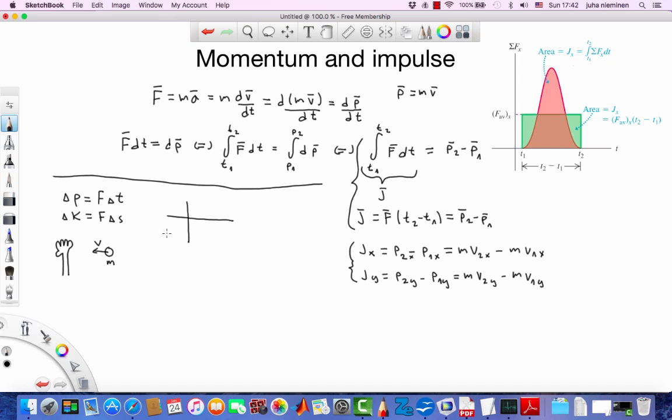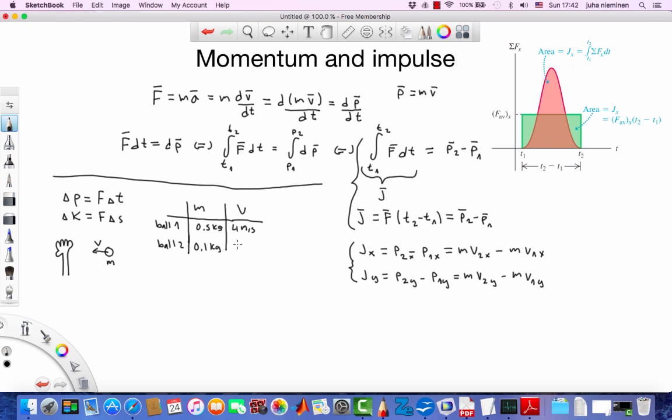So one of them has mass, okay, let's call this ball 1, and we have ball 2. The first one is 0.5 kilograms. The other one is lighter, only a fifth of that, 0.1 kg.